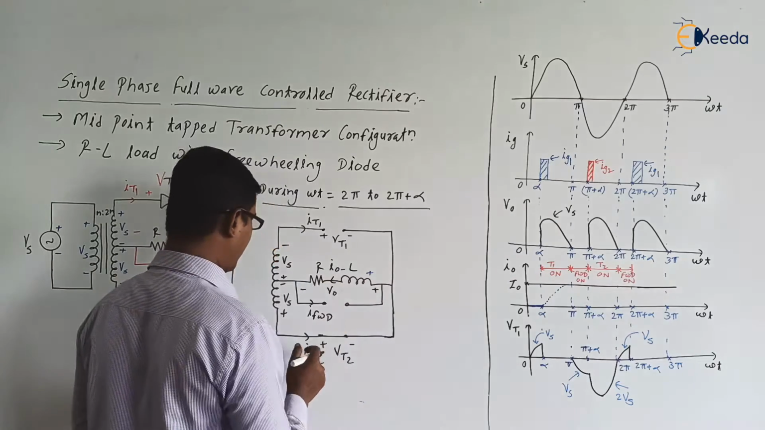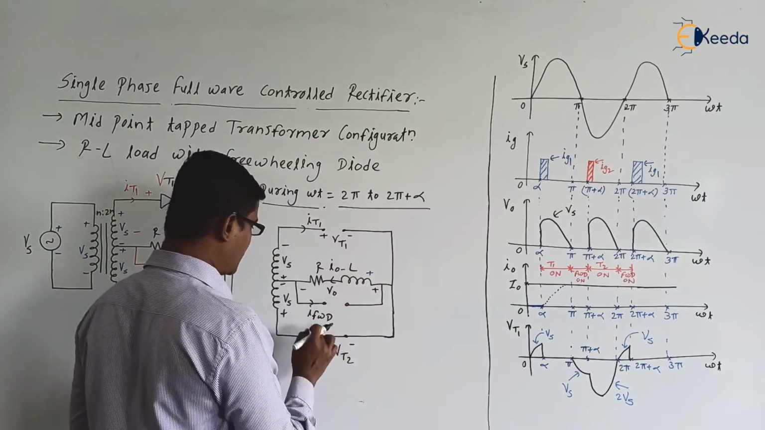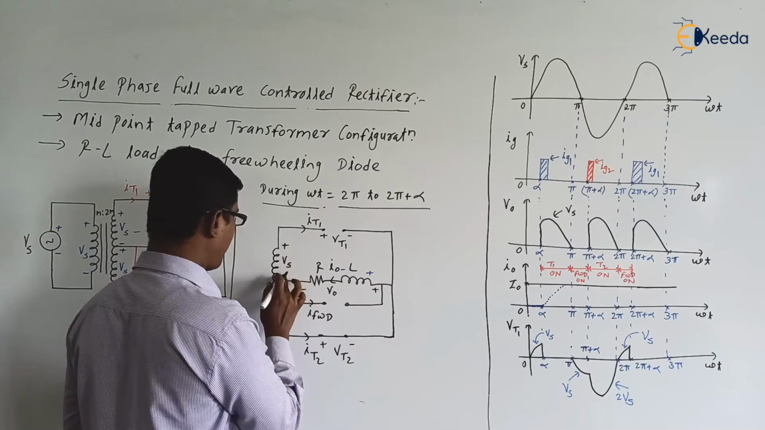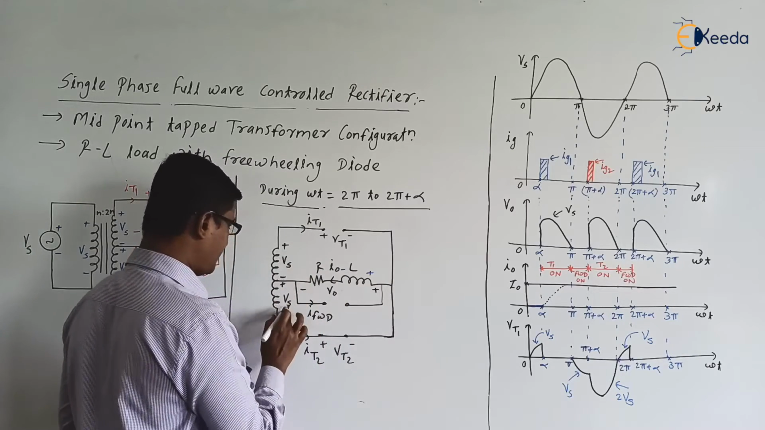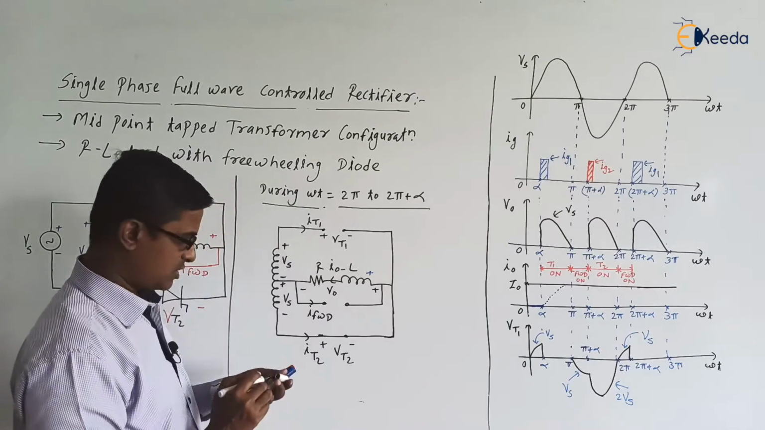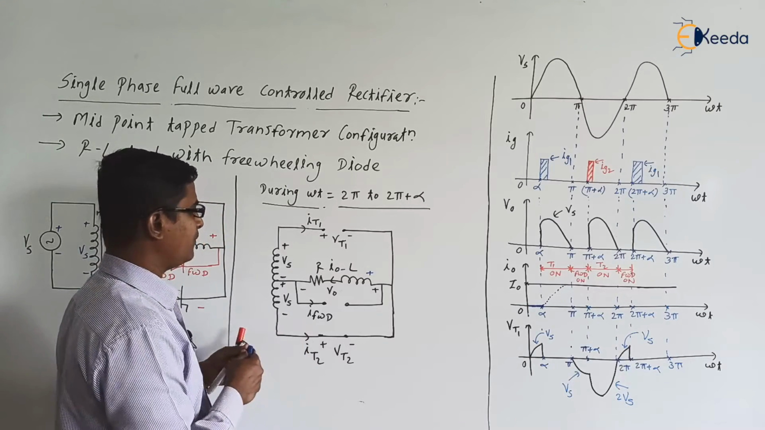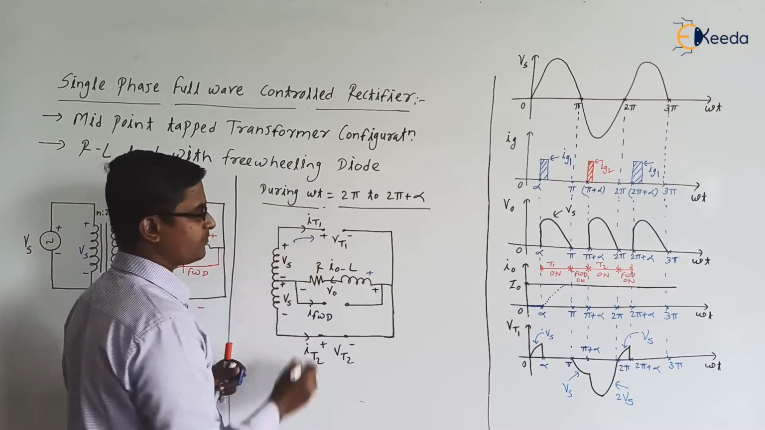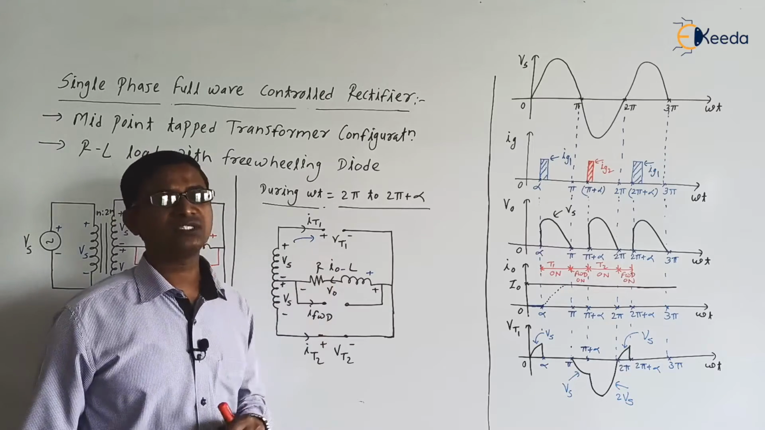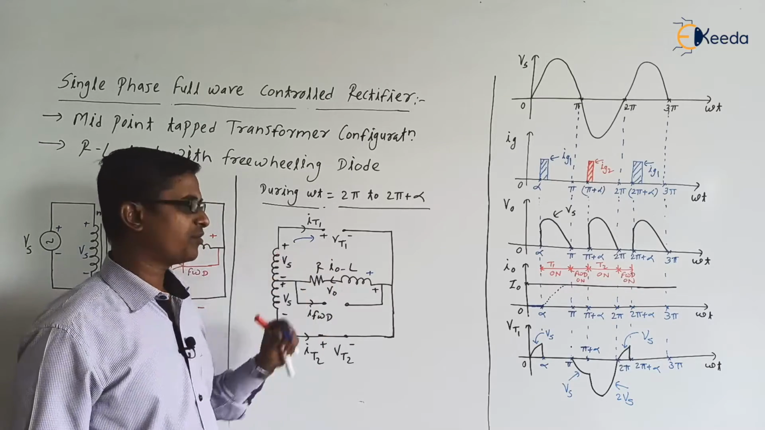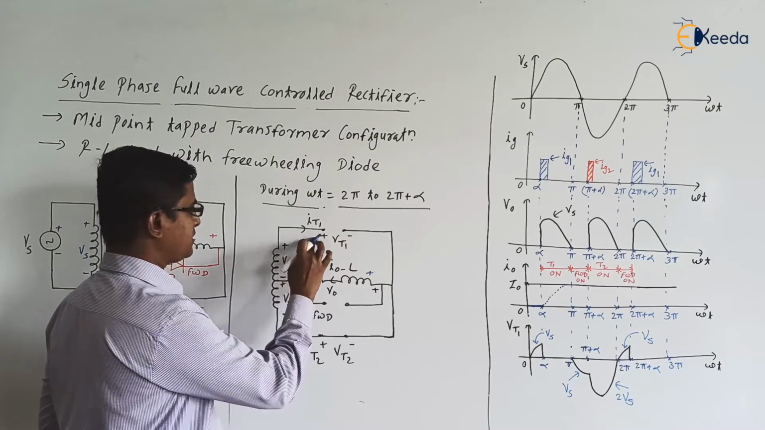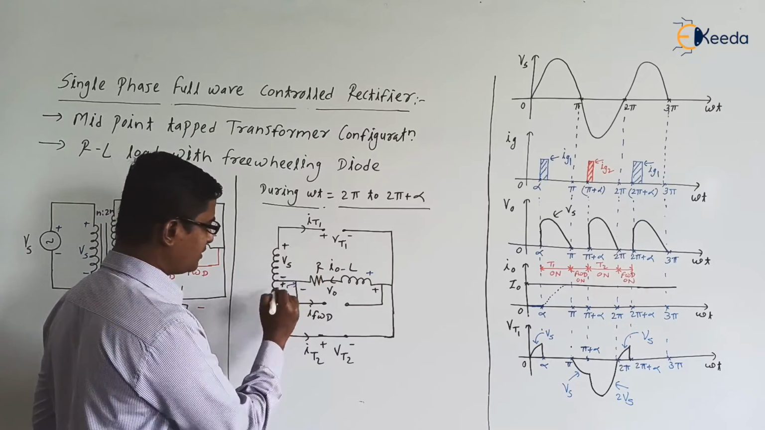Next, after 2 pi the supply voltage polarity is reversed. So plus here, minus here. This supply voltage will try to circulate current in this direction, but here thyristor T1 is in the off state, so this current will not flow. Next, this supply voltage will try to circulate current in this direction.